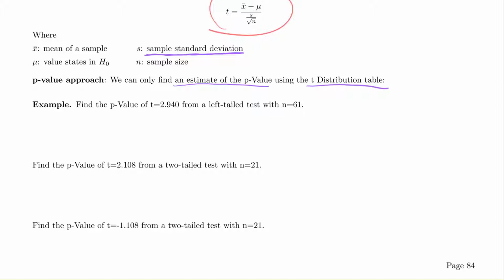Okay, so let's look at this example. Find the p-value if test statistic is 2.940 for a left tail test with sample size of 61. So we always find the degrees of freedom, which is 61 minus 1, is 60. So we look at this value 60 and also t value of 2.940. Let's keep these two values in mind, and I'm going to go to the t table.